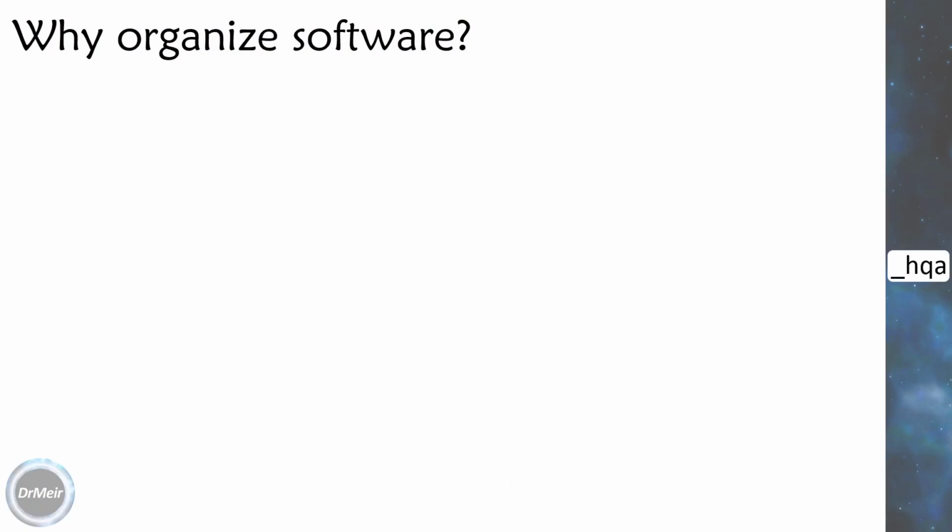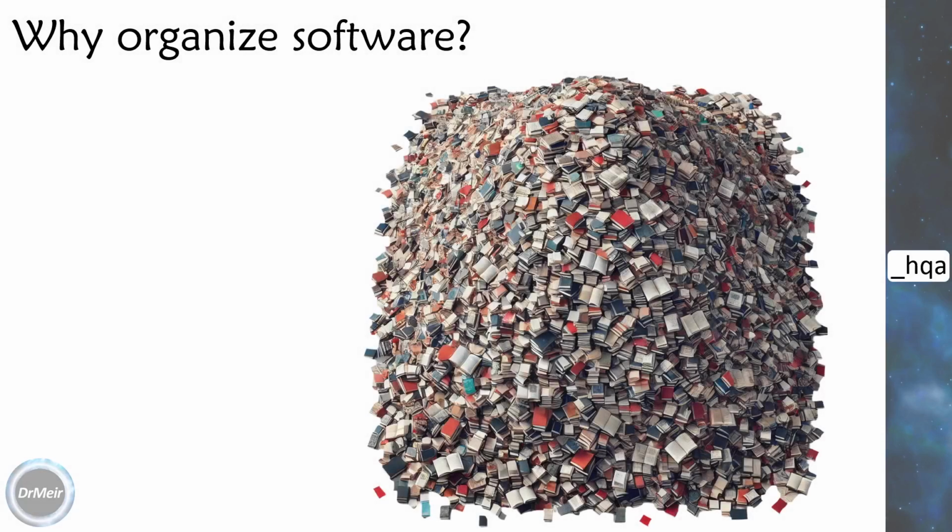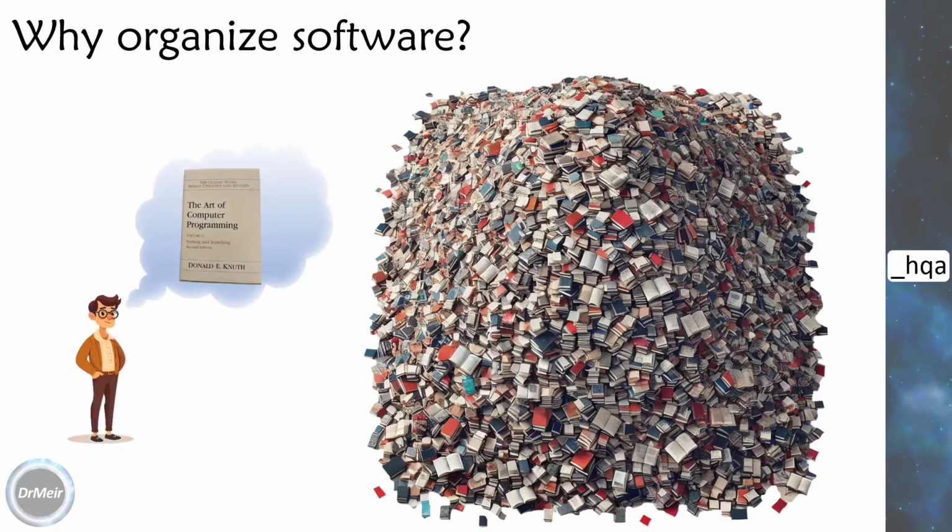Imagine a book library that looks like this, and a reader who wants to find the third volume of The Art of Computer Programming by Donald Knuth. How much of a chance would you give them? Software projects can span hundreds of thousands or even millions of lines of code. If the code is disorganized, finding relevant pieces can be just as daunting as locating a specific book in such a chaotic library. This is why all modern programming languages provide mechanisms for organizing code, making it easier to manage, understand, and reuse.